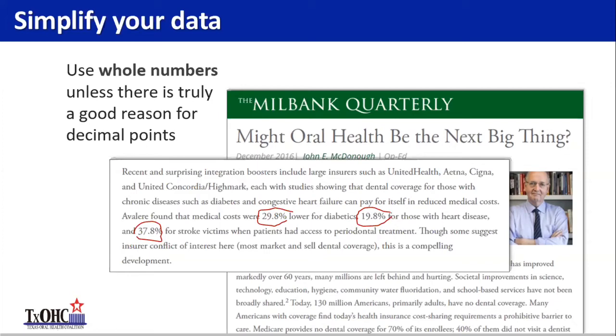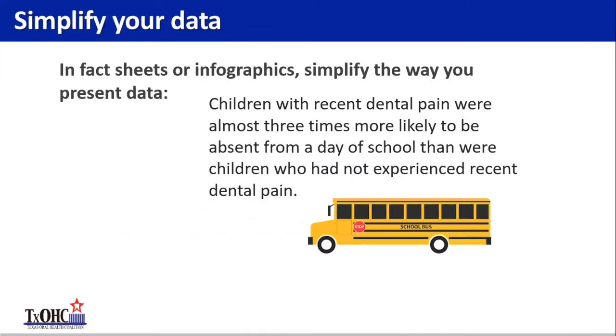So why not use 30? Why not use 20 instead of 19.8? And why not use 38? So using whole numbers, unless you have a really, really good reason for using decimal points, makes sense. I understand maybe in specific detailed charts and in the original source data, you may still use the percentage points. I get that. But you know, when we're translating it, let's make a different effort. Infographics, fact sheets, again, definitely places where you want to simplify the data.